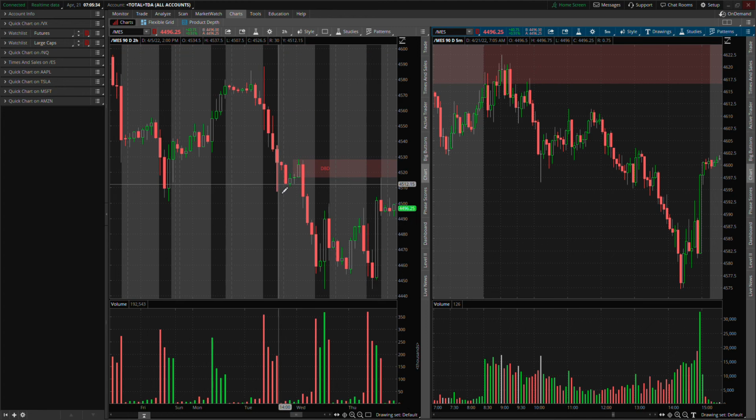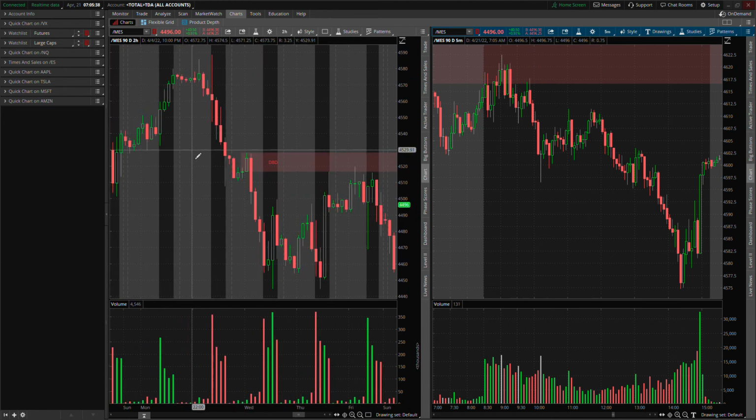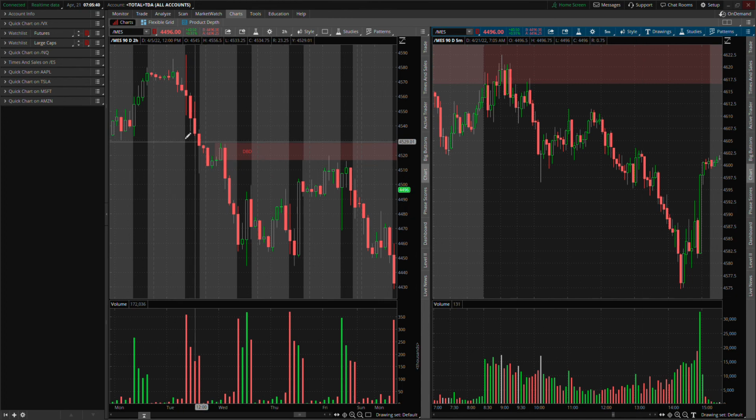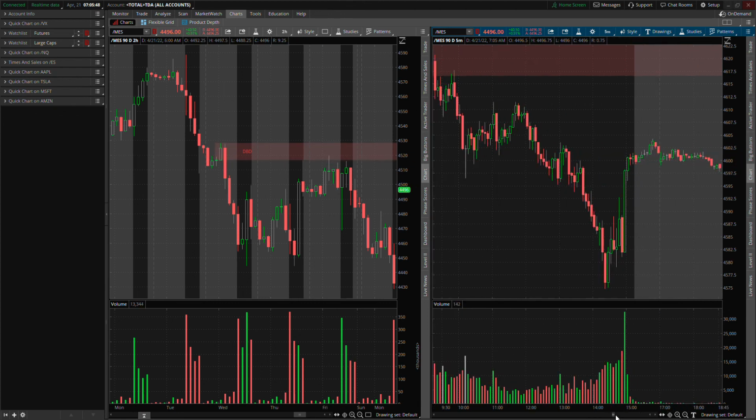And then the last supply zone is going to be a drop-based drop. Ends in D, ends in drop. It's going to be a supply zone. Good drop here, good base here, then a hard drop, and we got a couple rejections off of it. Let me find it on the 5-minute chart.